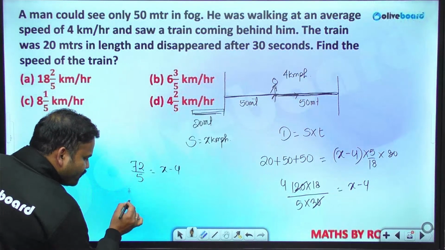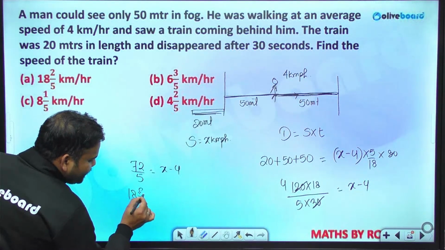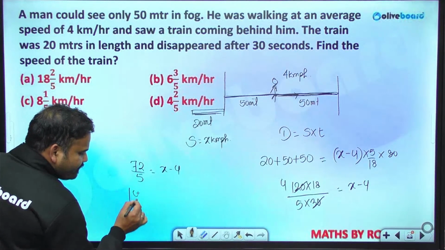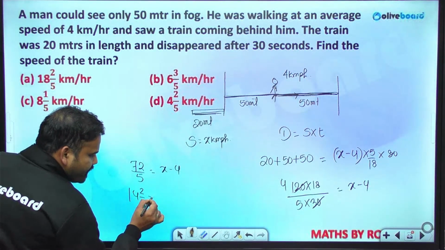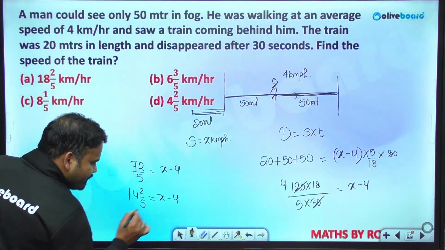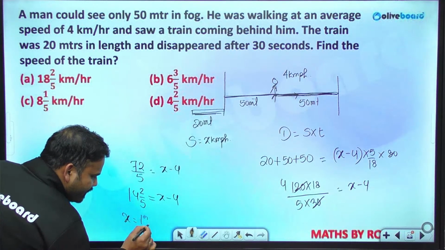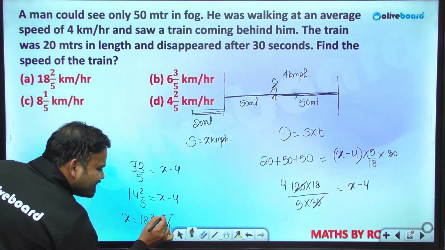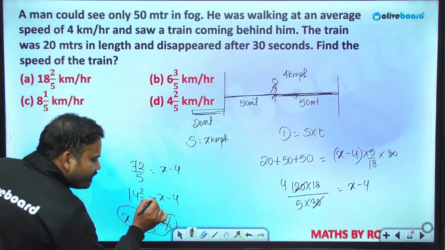72 by 5 is what? 14 2 by 5, sorry. 14 2 by 5 is equal to x minus 4. That means the speed of the train will be 18 2 by 5 km per hour. I considered x in kilometer per hour, so it will be in kilometer per hour.